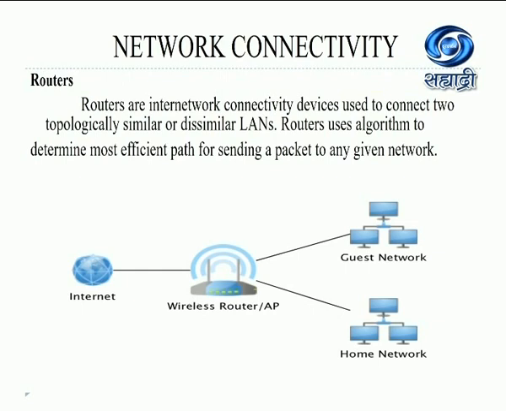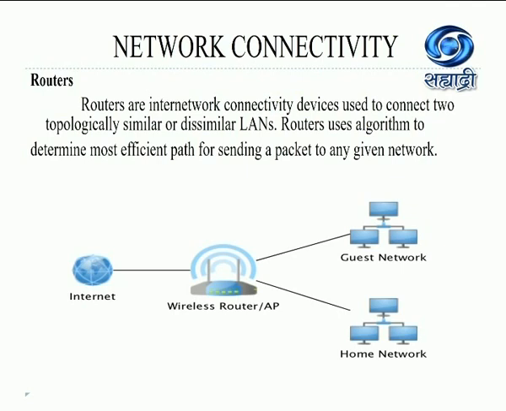This wireless router will take the internet connection, and this internet connection is routed to different related connections. Those two connections can be LAN connections, or those two connections can be home connections. One wireless router can route internet connections to two or more LANs.